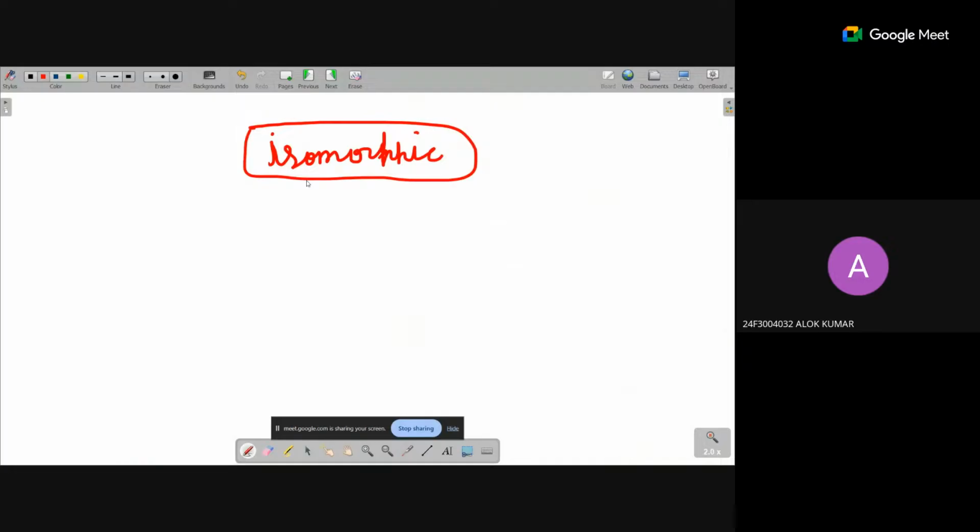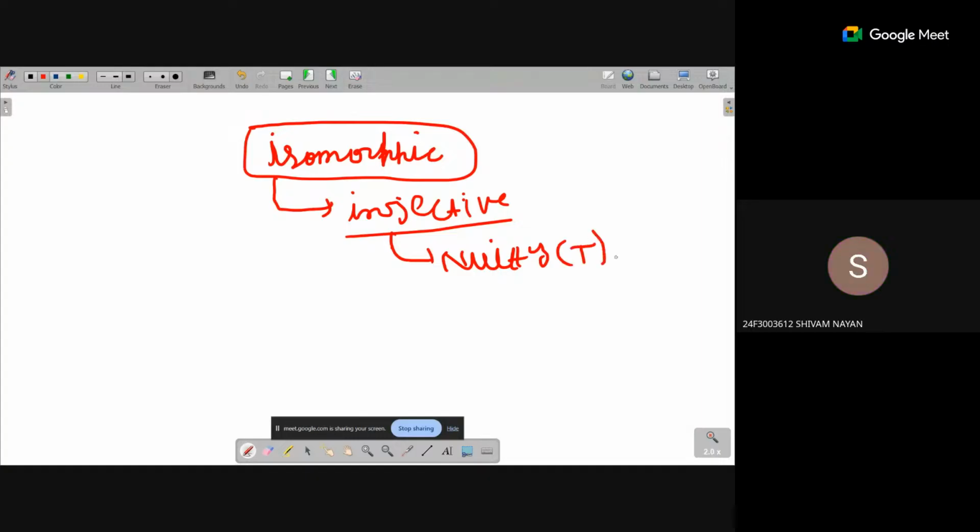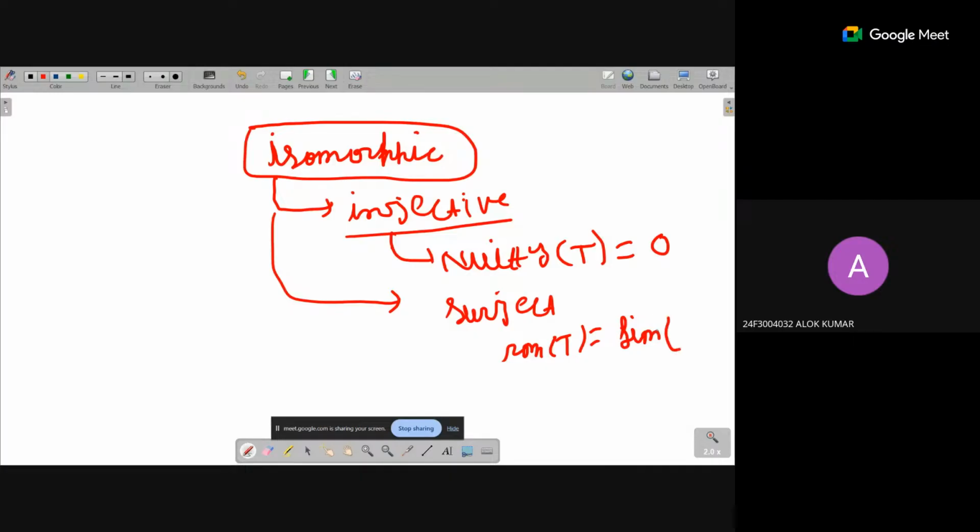Okay. And suppose if a linear transformation is injective, then what can we say about the nullity of T? Sir, nullity should be 0. And if a transformation is surjective, what about its rank? Sir, it should be full rank. Not full rank. Rank should be the dimension of the codomain.